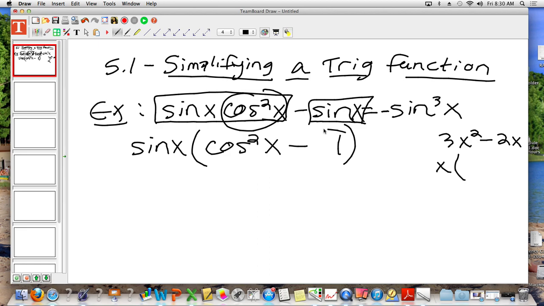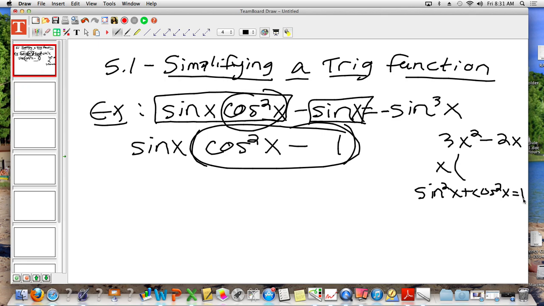All right, now this should look familiar to you. What is the cosine squared of x minus 1? Careful. You have the sine squared of x plus the cosine squared of x. You get 1, right? So if I were to take the cosine squared and subtract it on the other side, I would have 1 minus the cosine squared of x, right? Which would be the sine squared of x.